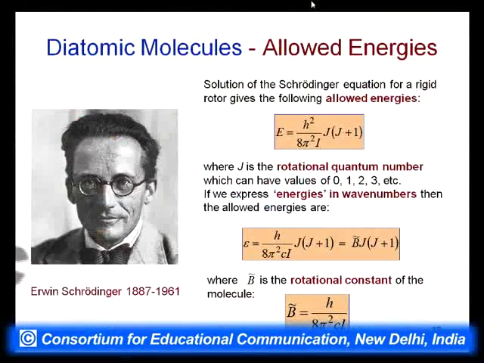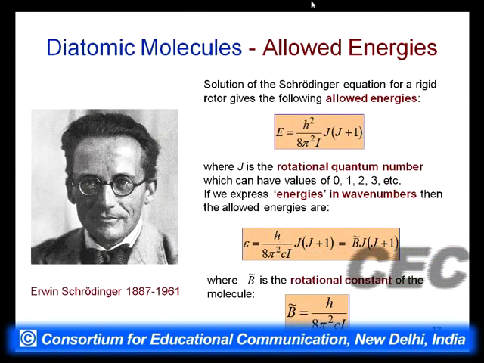Now normally the energies are expressed in wave numbers because it is more convenient, so we divide by c, and the energies are expressed in units which are h by 8 pi square c I, j into j plus 1. The capital E divided by c, the speed of light, gives us the rotational energy. From joule it becomes centimeter inverse, because we have divided by hc, and the energy from joules becomes centimeter inverse.